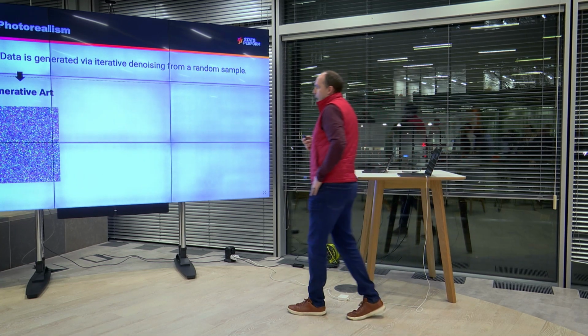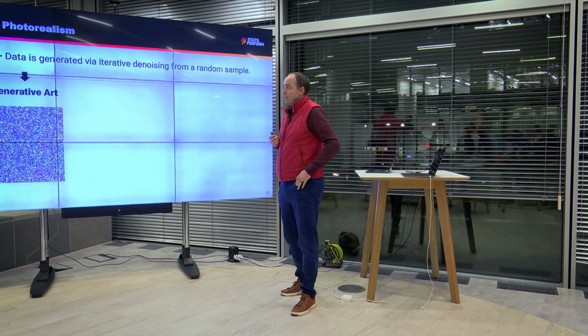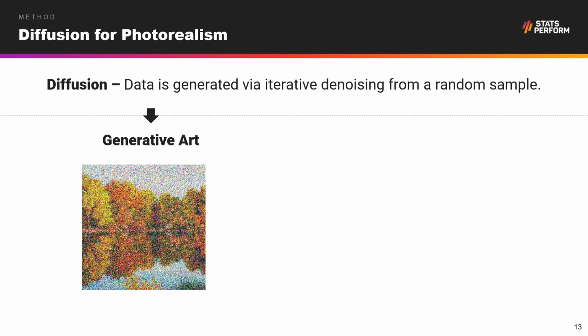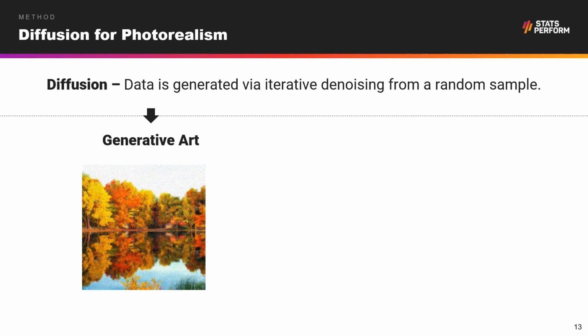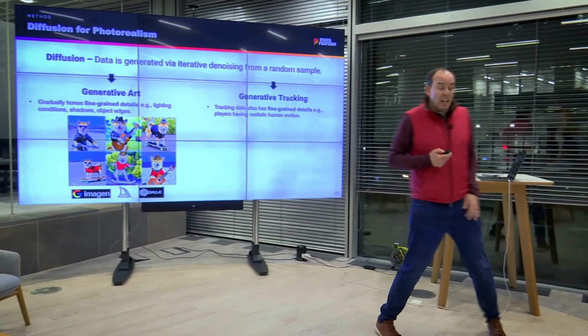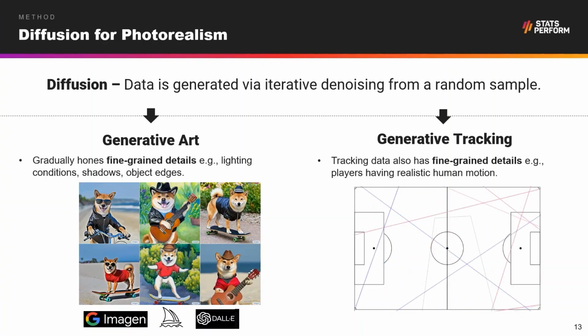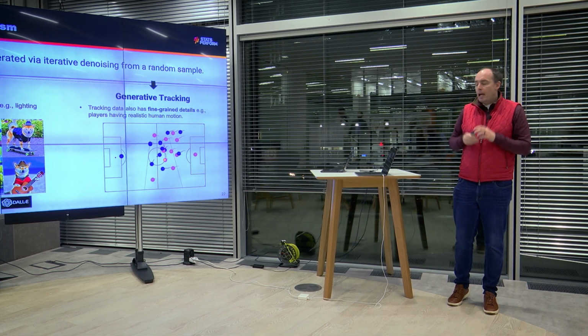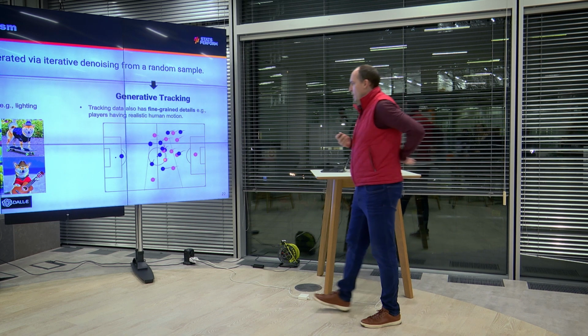Okay, and so the way that we do this is using these generative techniques. So you've probably heard of ChatGPT or DALL-E 2 or DALL-E 3, where they use diffusion. So the idea here around diffusion is basically to use these diffusion networks, and they're able to gradually hone fine-grained details. So in images, you have lighting conditions, shadows, and object edges. In sports, especially around trajectories, we have these motion vectors, okay? And so what we're able to do is use these diffusion networks to reconstruct what we would see, but given initial inputs from event and the broadcast tracking.